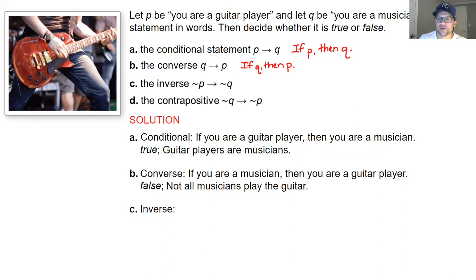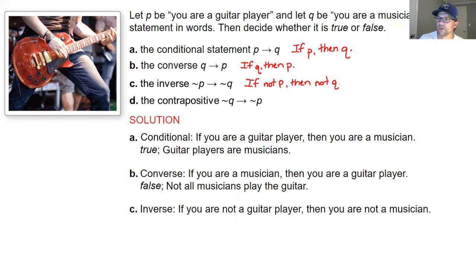Part C, the inverse. Again, we go back to our original conditional statement, if P then Q, and the inverse says to negate the hypothesis and the conclusion. So the order is going to be the same, but now we're going to include the word not. Let's write our if not P, then not Q, replacing P and Q with you are a guitar player and you are a musician. It should now read, if you are not a guitar player, then you are not a musician.